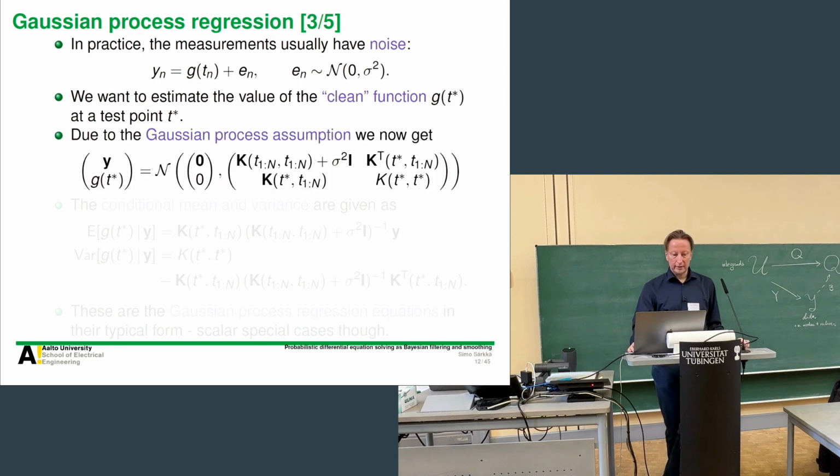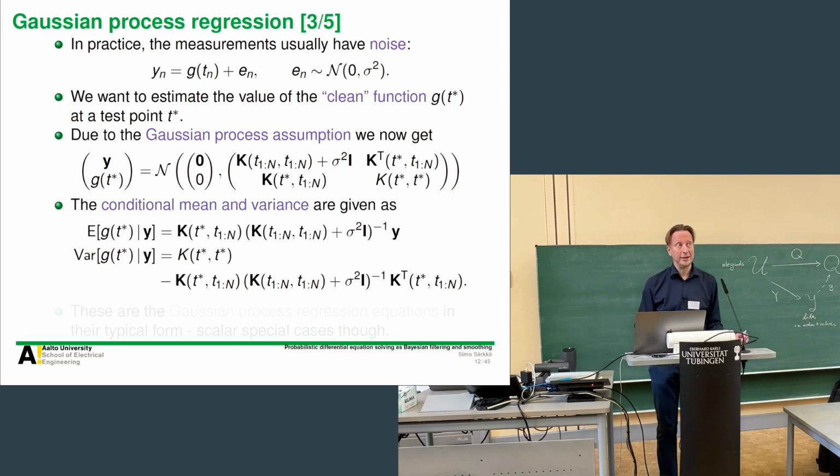But still, with the same assumptions, we can write down that the measurement points, which now also contain the noise part, and the unknown value of g(t*) are jointly Gaussian. And then we can compute the posterior distribution of g(t*) given the observed points. That gives these regression equations, which should match exactly what you had yesterday. So we also have this noise part.